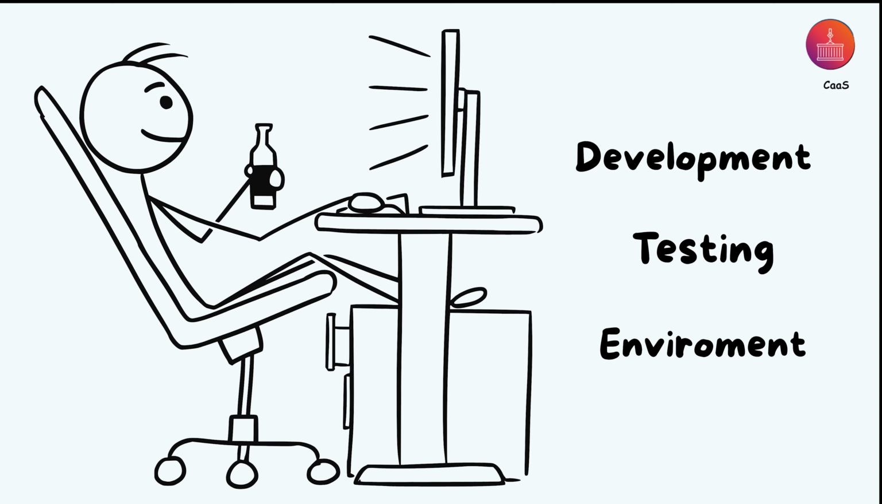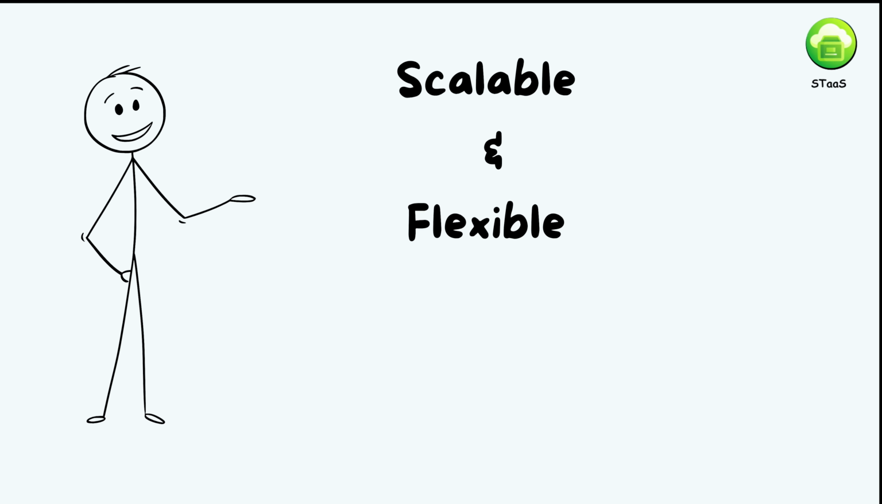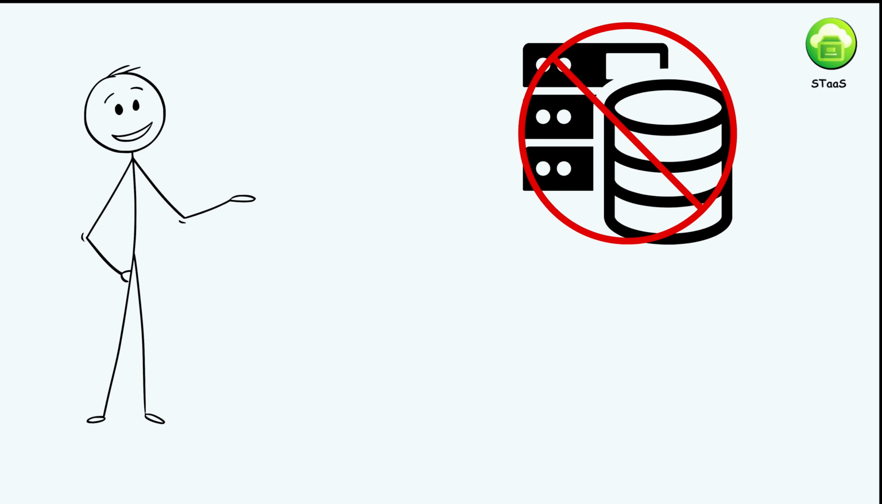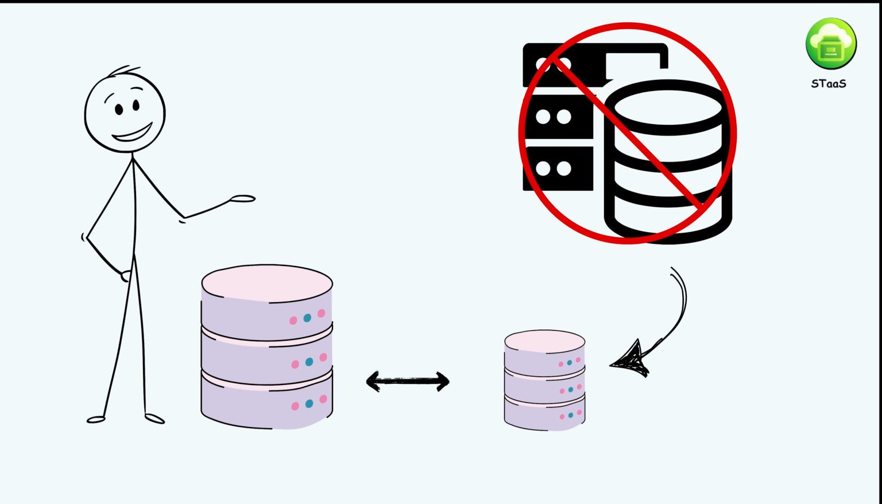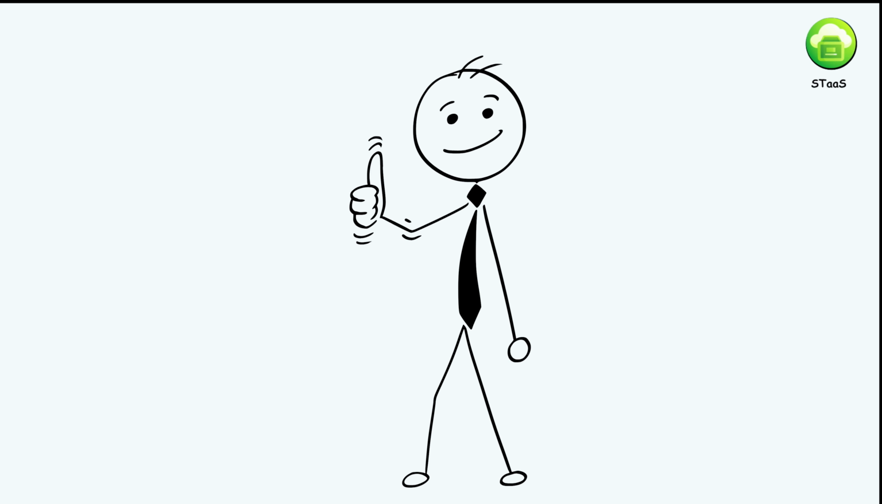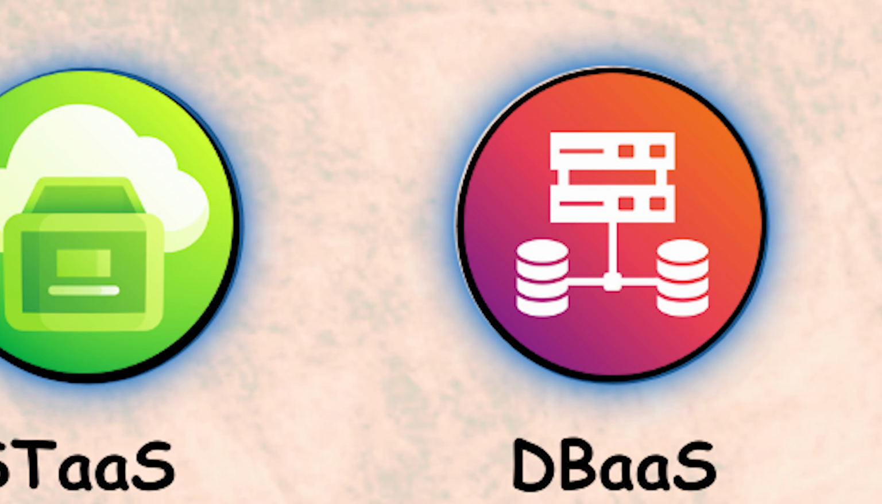and production environments. STaaS, or Storage as a Service, offers scalable and flexible cloud storage resources that you can access on demand. Instead of purchasing and maintaining physical storage devices, you can instantly provision storage capacity that automatically grows or shrinks based on your needs. It's essentially an infinitely expandable storage unit that you can access from anywhere in the world, while only paying for the space you actually use.